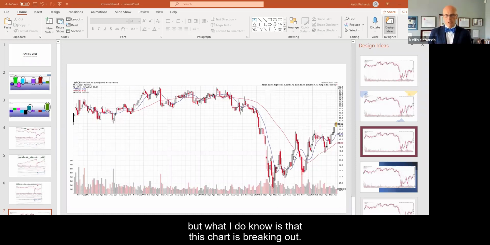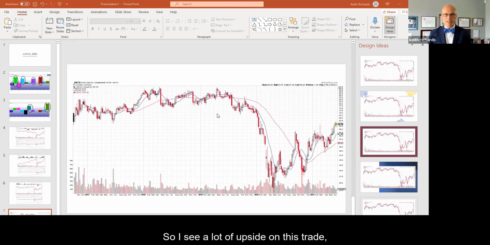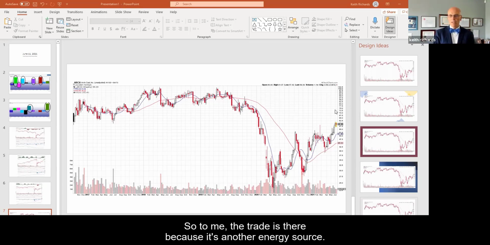But what I do know is that this chart is breaking up. There's a pretty strong neckline that was somewhere around, let's just call it $55 or so, and it's definitely broken that. So I see a lot of upside on this trade, at least to the old support level, which is in the $75 area. So to me, the trade is there because it's another energy source.